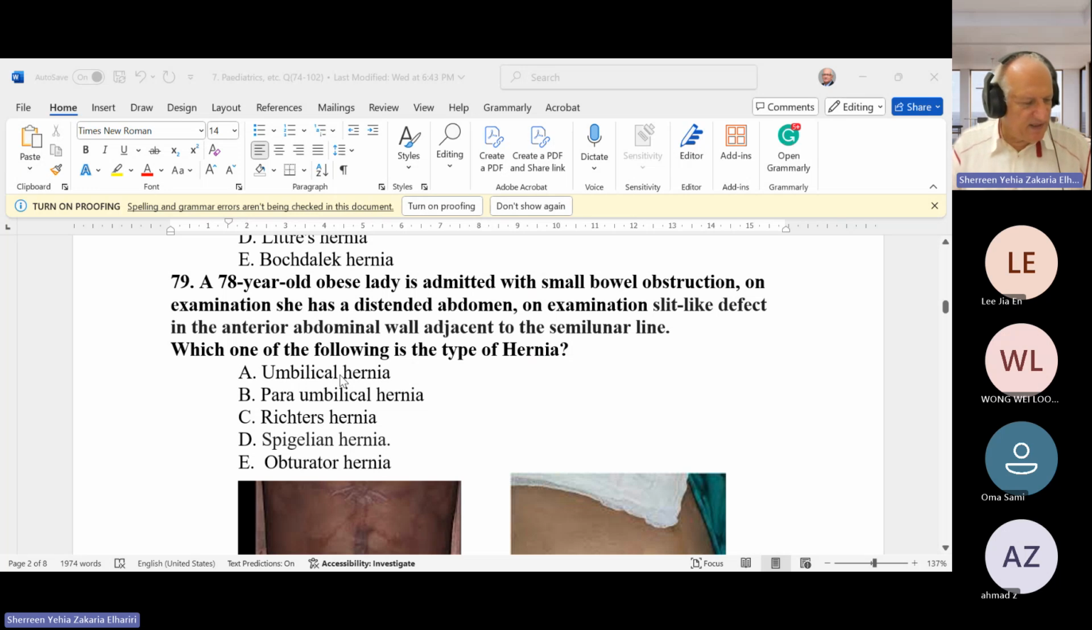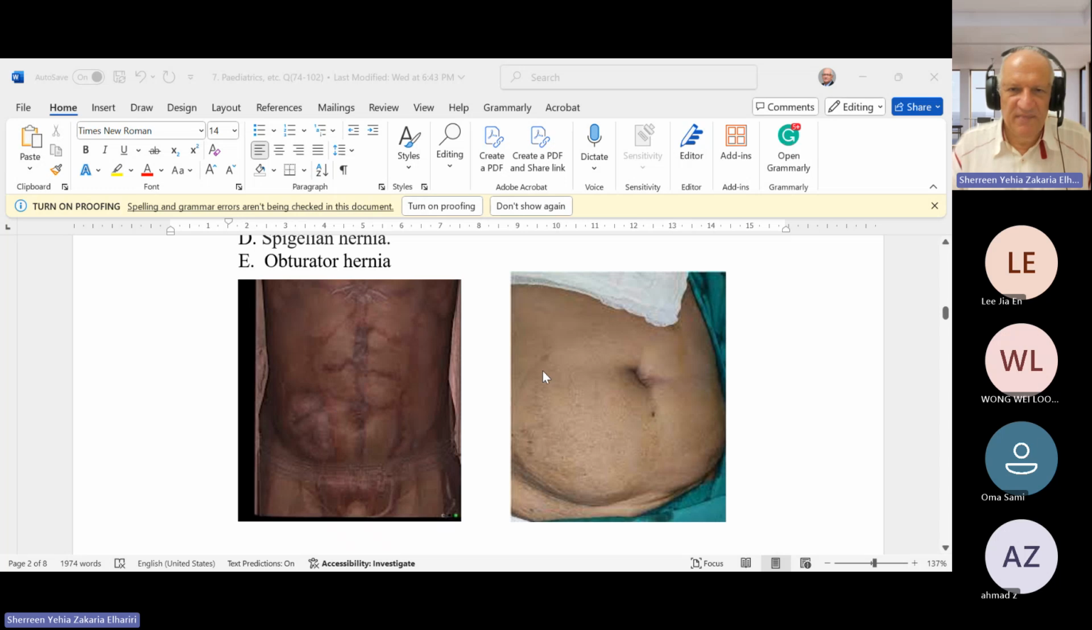Okay. Next is a very rare type of hernia. A 78-year-old obese lady is admitted with a small bowel obstruction. On examination, she had a distended abdomen, and a slit-like defect in the anterior abdominal wall adjacent to the semilunar line. The semilunar line is the lateral edge of the rectus abdominis muscle. This is the picture in a female, and she has the swelling here, lateral to the rectus abdominis muscle. Here, this man is muscular and he has this defect.